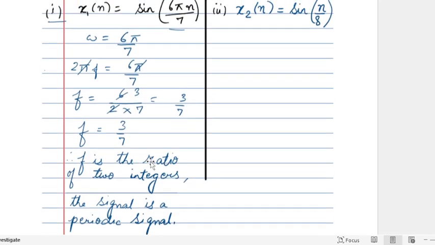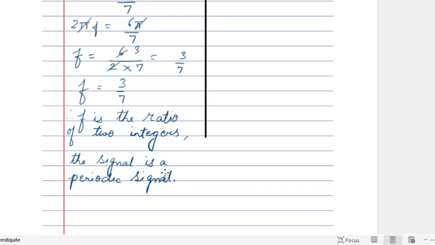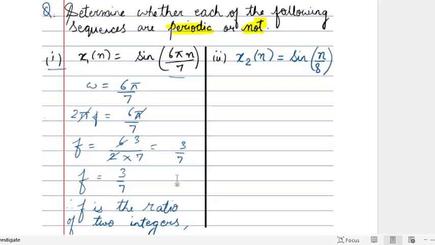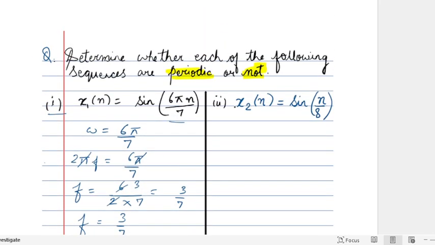So this is how we find whether a signal is periodic or not. Whenever the frequency is a ratio of integers, we can say that the signal is periodic. Now we are heading towards x2[n], that is sin(n/8). If we compare sin(n/8) with sin(ωn), we can say that ω will be equal to 1/8.